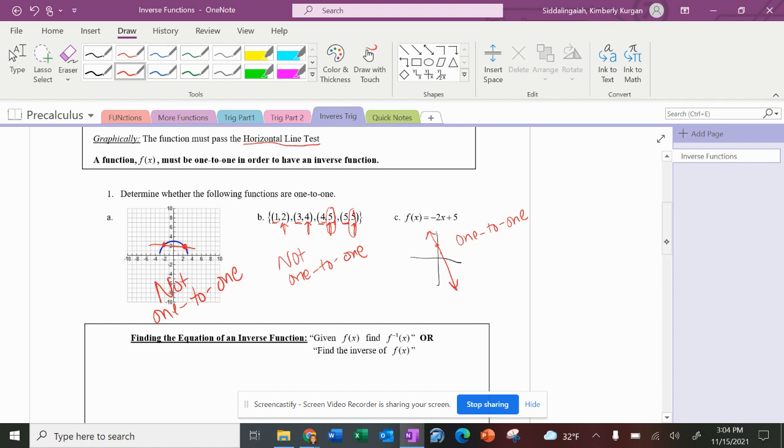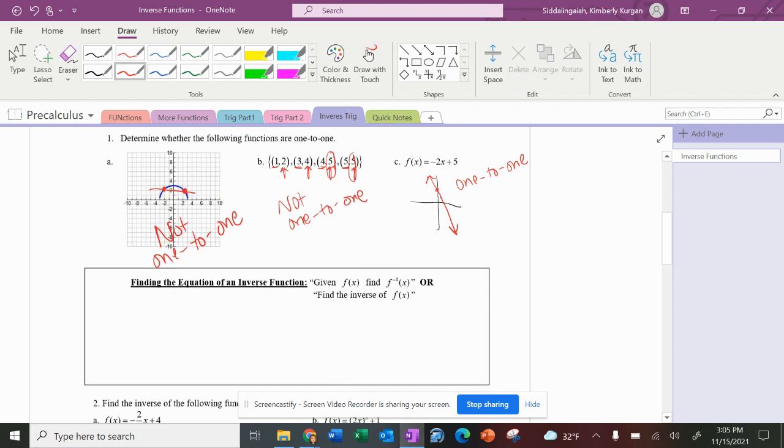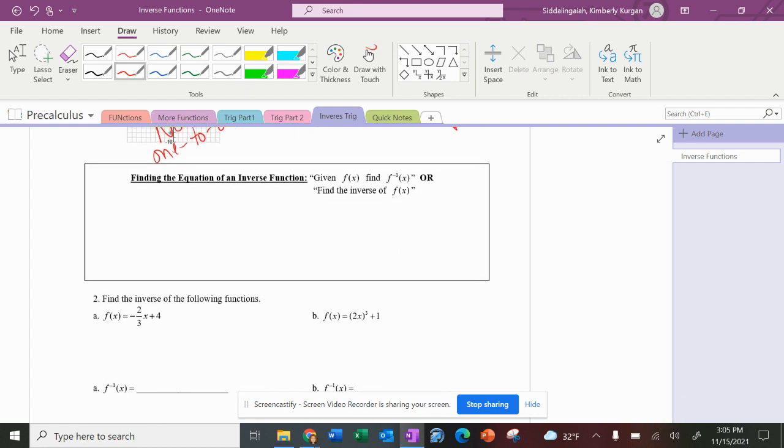So that's just a little bit into one-to-one. And again, the reason we really like one-to-one is because then they give us an inverse function. So let's talk about how to find, once we say something is one-to-one, how do we find its inverse? Our first step is to switch x and y.